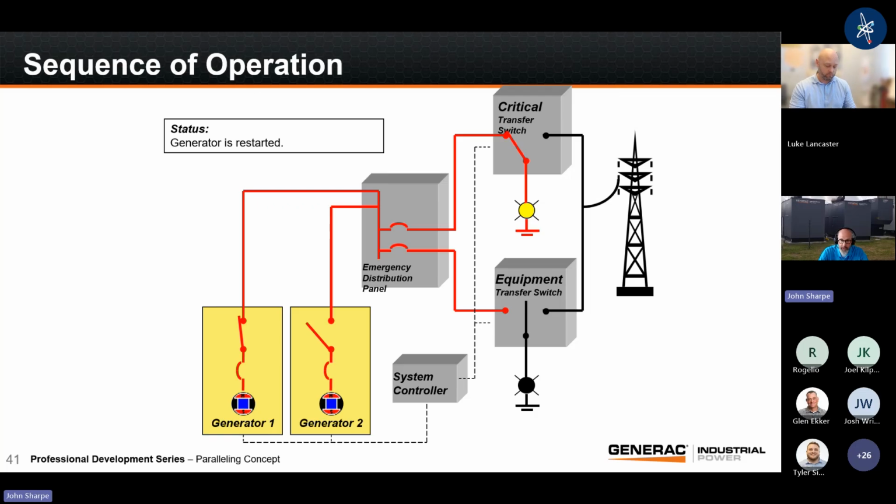Right? We change the oil. We crank that unit back up. It's going to automatically synchronize. And again, once it synchronizes, we're going to allow the secondary switch here to go back over to source 2.